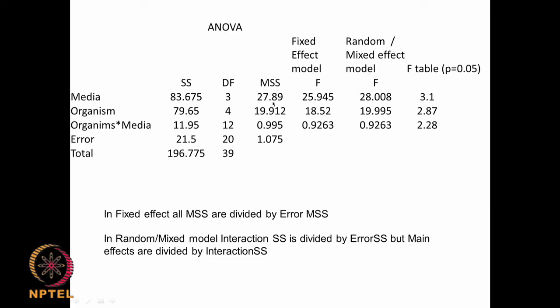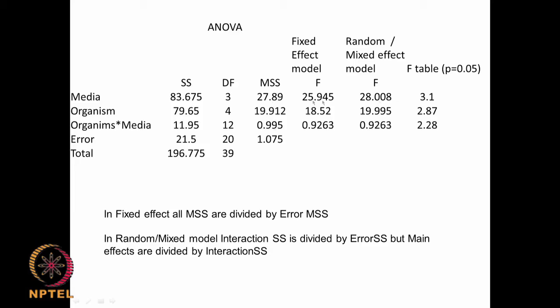So 27.89 by 1.075, 19.9 divided by 1.075, 0.995 divided by 1.075, okay. So these are the F ratios. Now in the random or mixed effect model, what you do is, the interaction is divided by error, but main effects are divided by interaction.